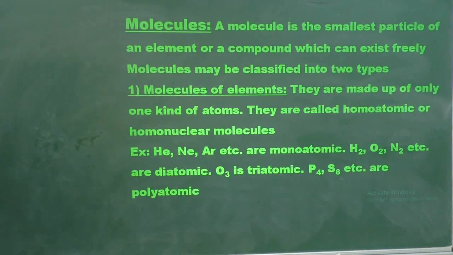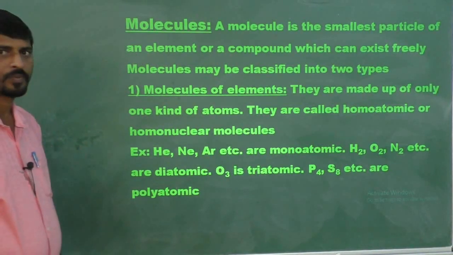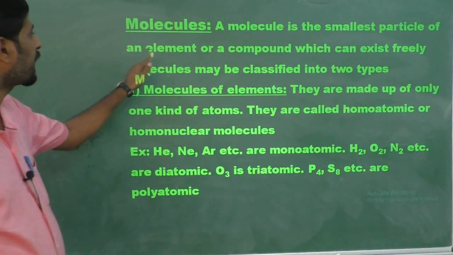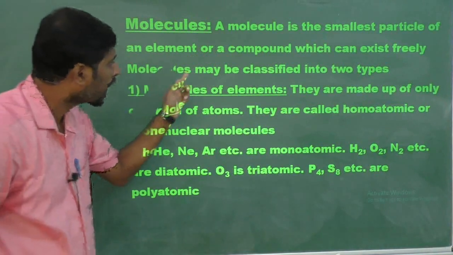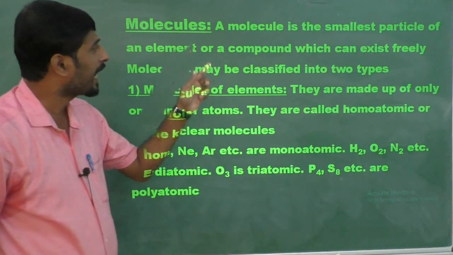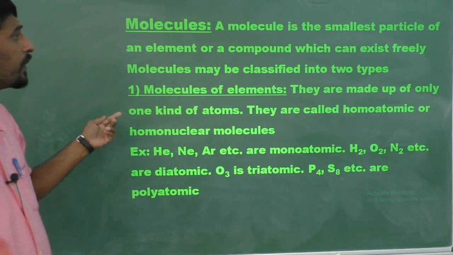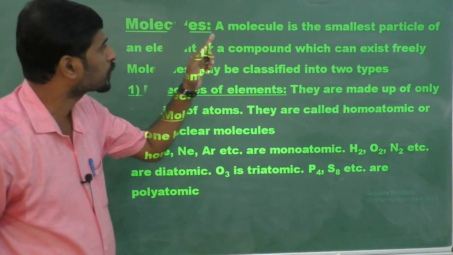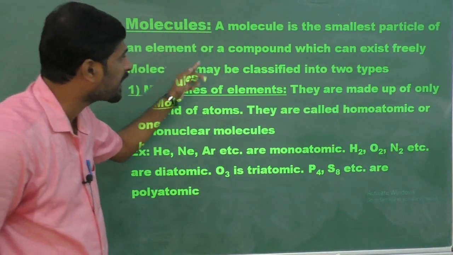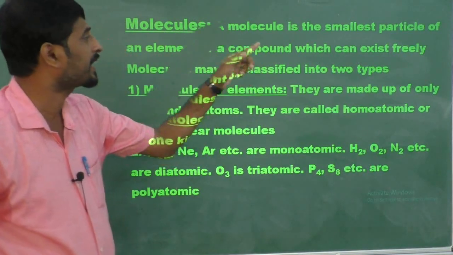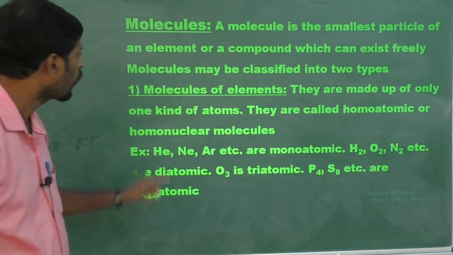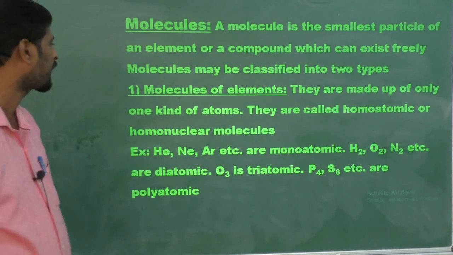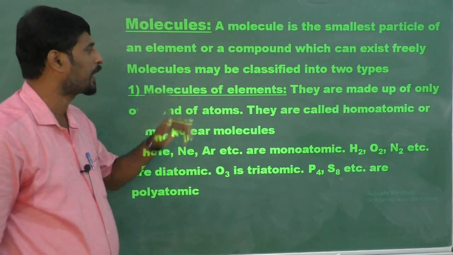Next, we will move on to molecules. A molecule is the smallest particle of an element or a compound which can exist freely. Therefore, molecules may be classified into two types.